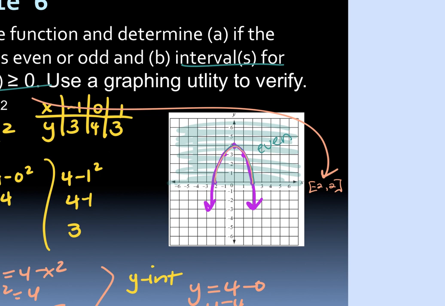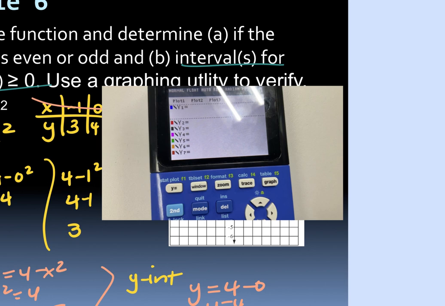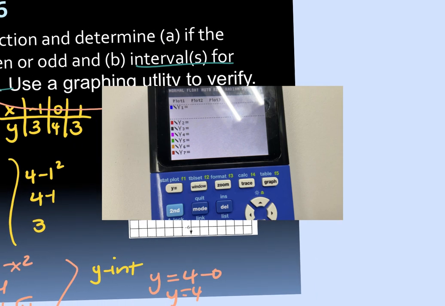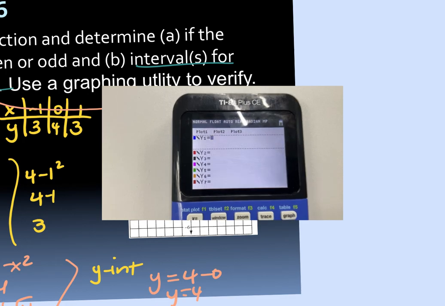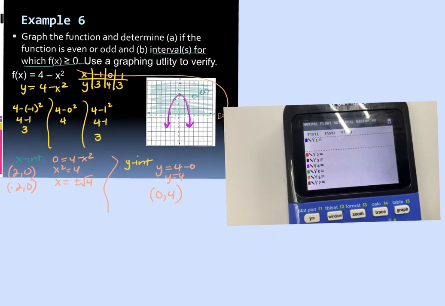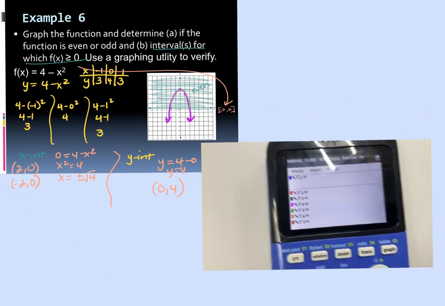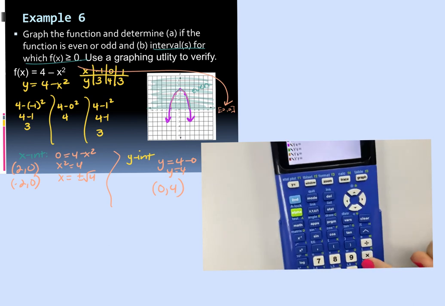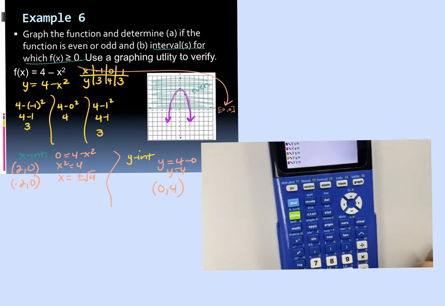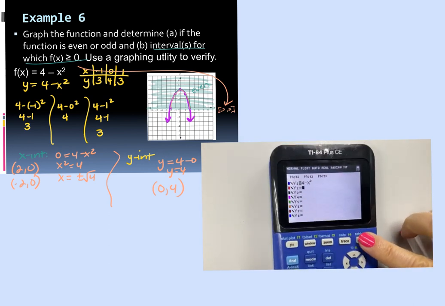Questions so far? Okay, get your graphing utility out. Let's graph it. If you don't have your calculator, you can use the app, but remember for the test, you need the calculator. All right, so I went to my y equals, and I'm going to type it in, 4 minus x squared, enter, and I'm going to graph it.